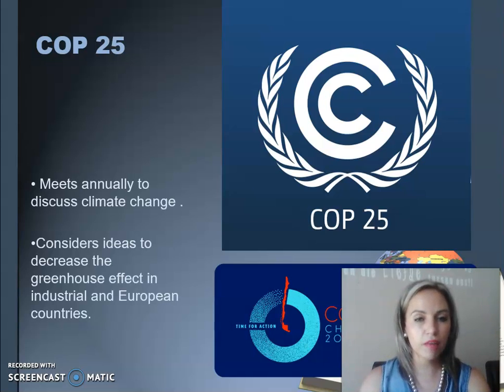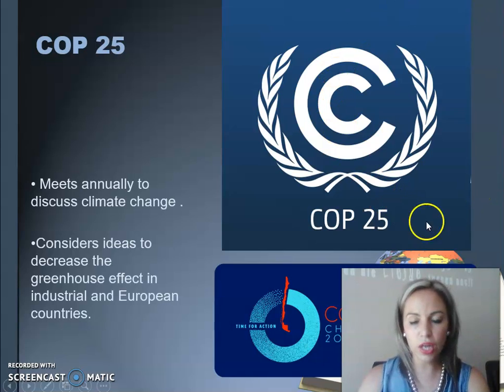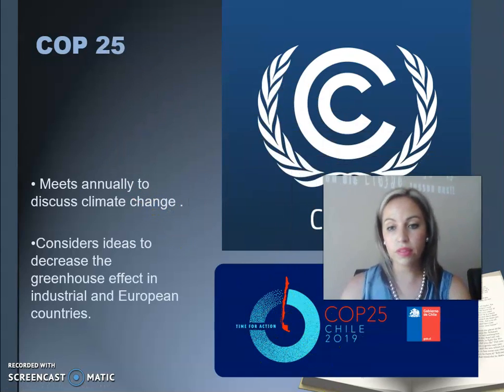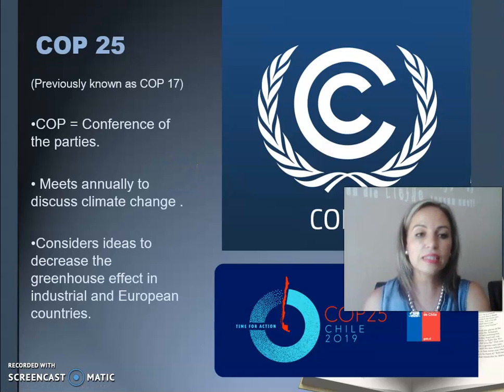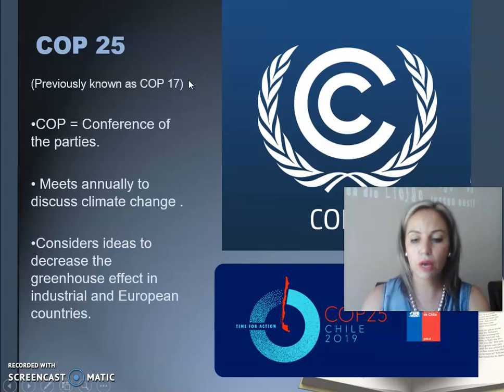Then we have the COP25. The textbooks might still refer to the COP17, as that was its previous name. It's now known as the COP25, and they discuss climate change. They consider ideas on how to decrease the greenhouse effect in European countries. When you see this logo, always refer to climate change, because that is what they stand for. There you can see another type of logo that's used with their name. The abbreviation COP stands for Conference of the Parties. You will see here I said previously known as COP17. Please do not refer to COP17.